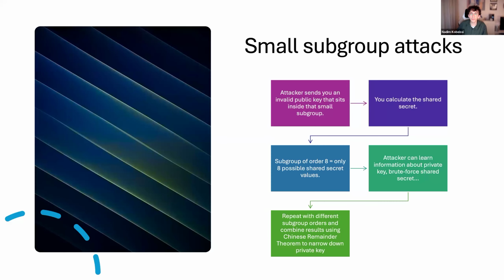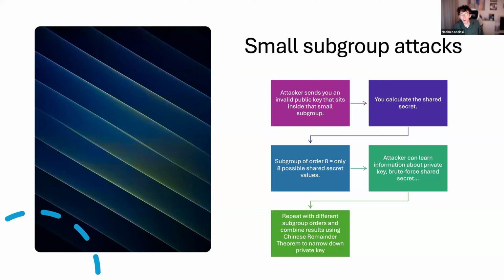So let me explain what it means. You're expecting a public key. You're expecting to learn the public key of the other party over the network. Instead, an attacker sends you an invalid public key that sits inside a small subgroup within your elliptic curve group. You calculate the shared secret, and then let's say you have a subgroup of order 8. So if you calculate the shared secret, that's only 8 possible shared secret values. The attacker in that case can guess the shared secret by brute forcing it, just trying the 8 different values, and that way they know the shared secret.